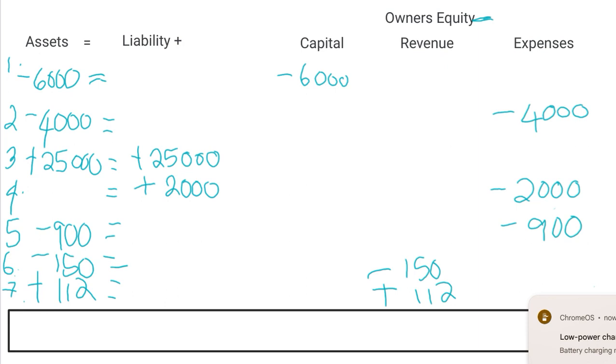So now you just add all the amounts on the asset side. So you'd say minus 6,000 plus minus 4,000 plus 25,000. Then we have nothing there, minus 900, minus 150, plus 112. So then you have a total of 14,062. So that's your asset balance. And when you calculate the liability plus owner's equity, it should give you the same amount, 14,062.